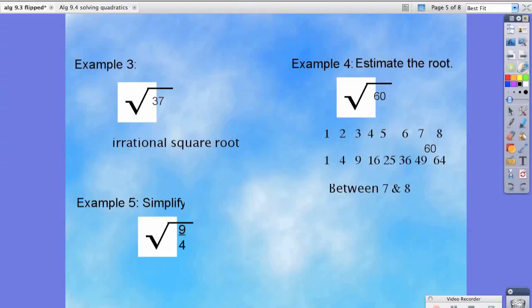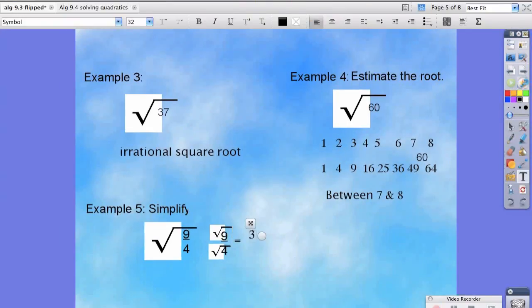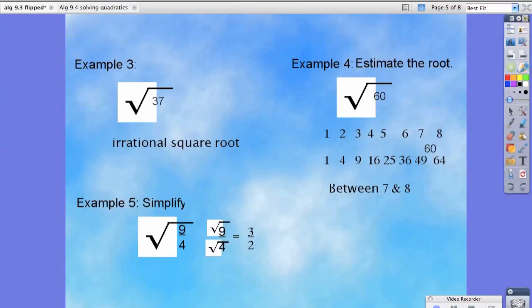So example 5 wants us to simplify the square root of 9/4. For these, all you're really doing is applying that square root to each item. So it turns out to be the square root of 9 divided by the square root of 4. That should be easy. The square root of 9 is 3, and the square root of 4 is 2. Therefore, the square root of 9/4 is 3/2.